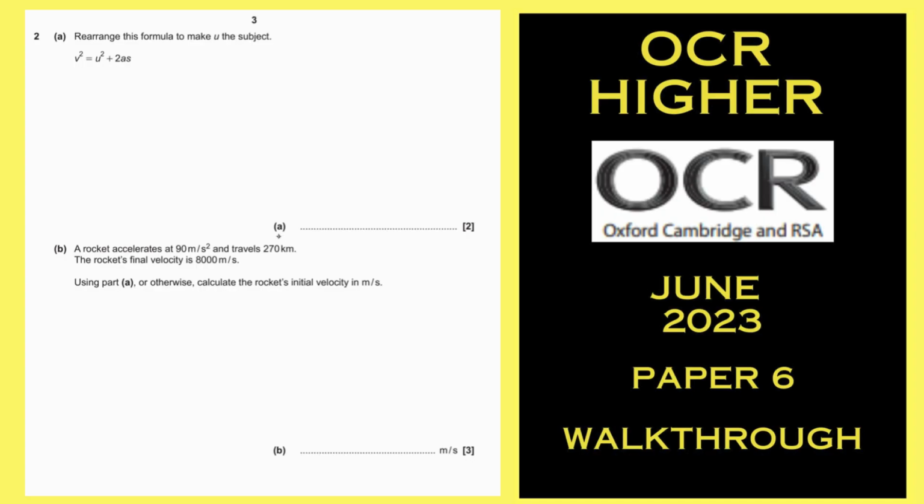Question 2, rearrange to make u the subject. That means leave the u squared where it is and remove the plus 2as from both sides by taking it away. So v squared minus 2as. And you're nearly there. To get u on its own, though, you do need to square root both sides. So u will equal the square root of v squared minus 2as. And that's enough to get the 2 marks.